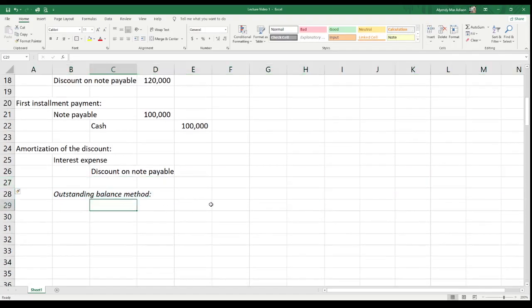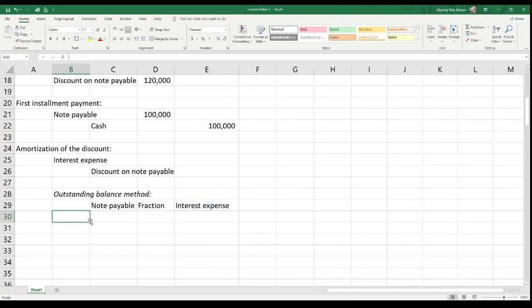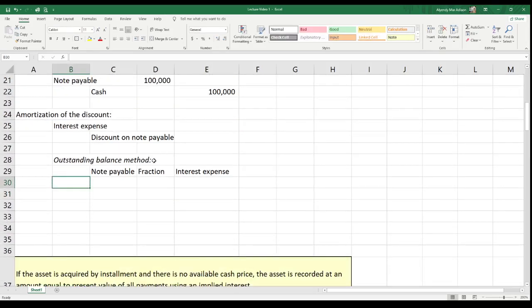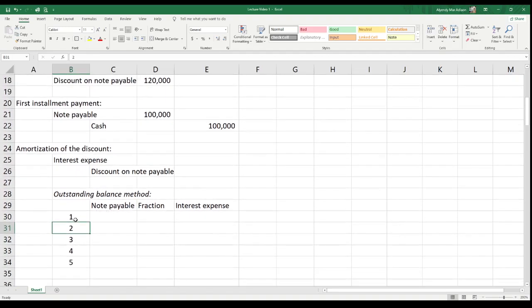Okay? So, we need the balance of the note payable. Okay? We have to make a fraction for that for us to get the interest expense that we have to recognize at the end of the period. So take note that here, we are to pay it in 5 annual installments. So we have year 1, year 2, year 3, year 4, and year 5. So of course, here is the total. Okay, so in the outstanding balance method, we have to determine the outstanding balance of the note every end of the year.